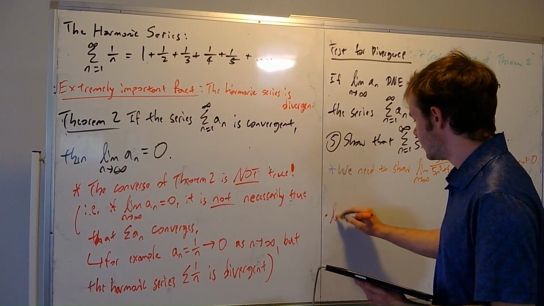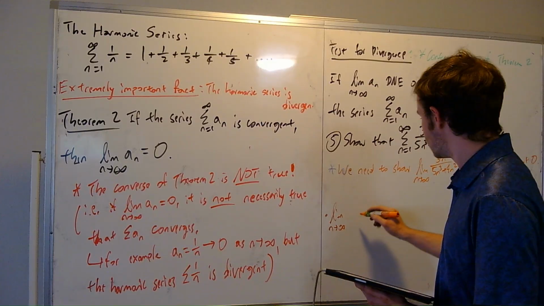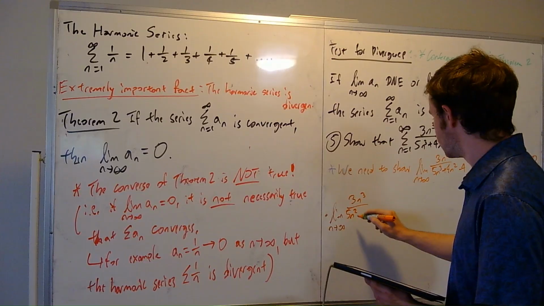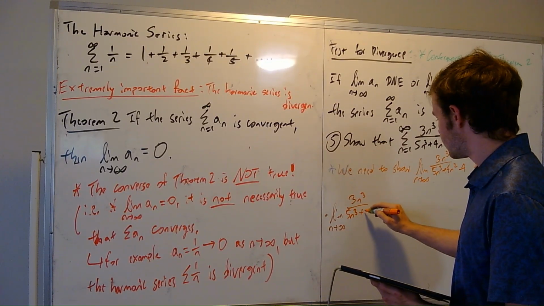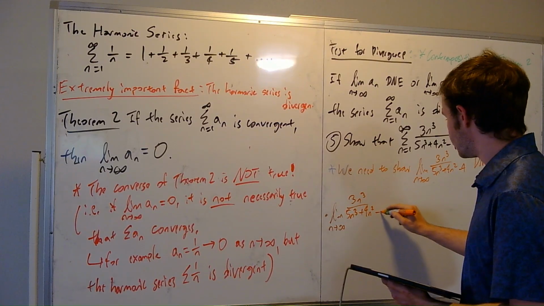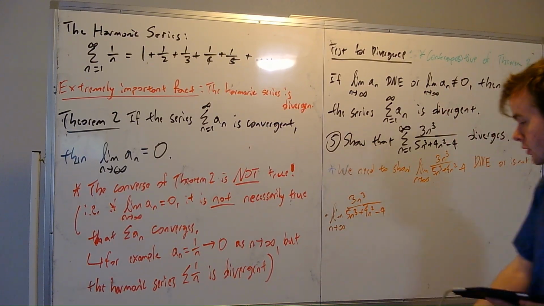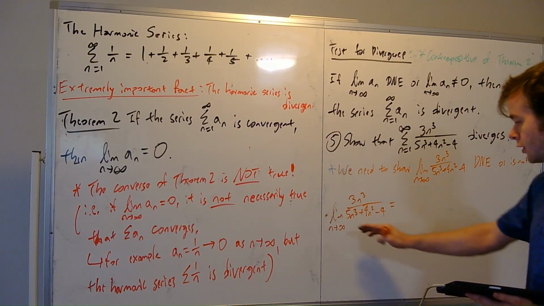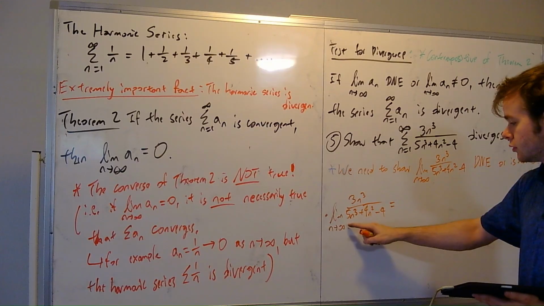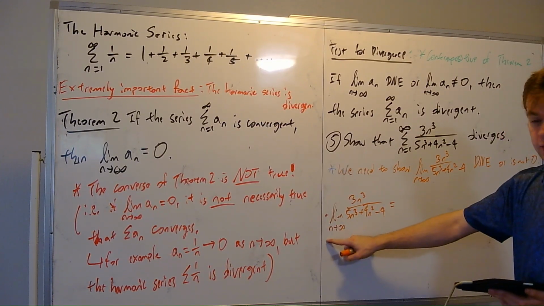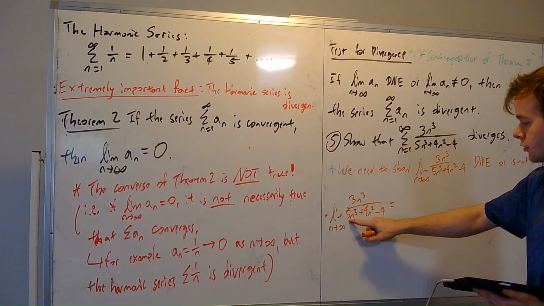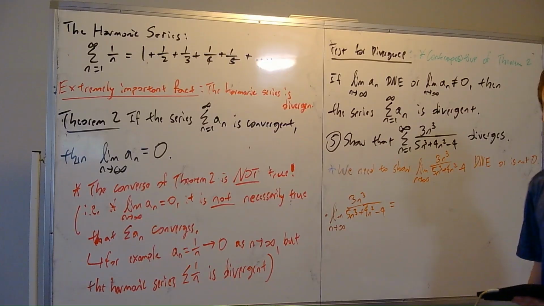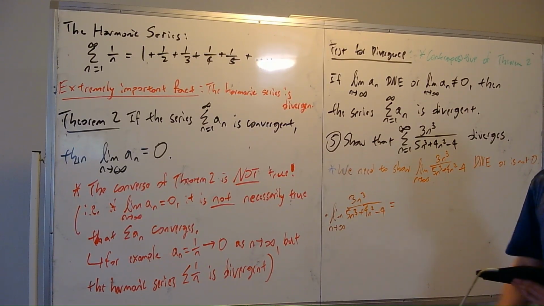So the limit as n goes to infinity of this fraction, 3n cubed over 5n cubed plus 4n squared minus 4. We need to just find this limit. Since n is going to infinity, we need to divide both the numerator and the denominator by the highest power of n in the denominator. So divide both by n cubed.